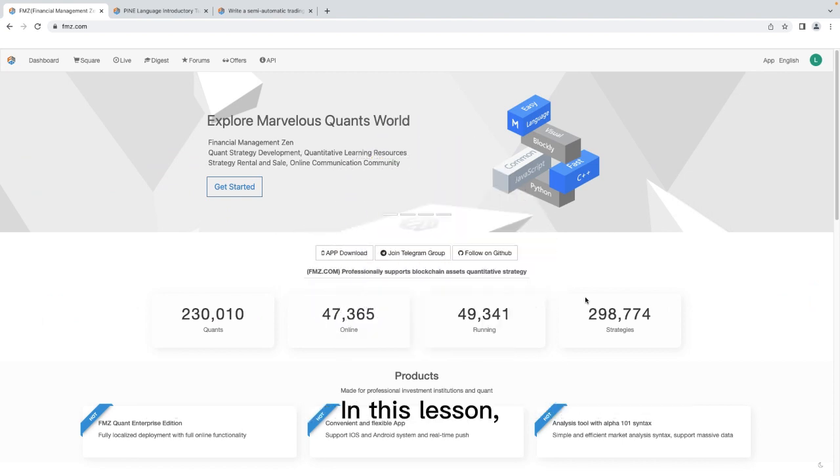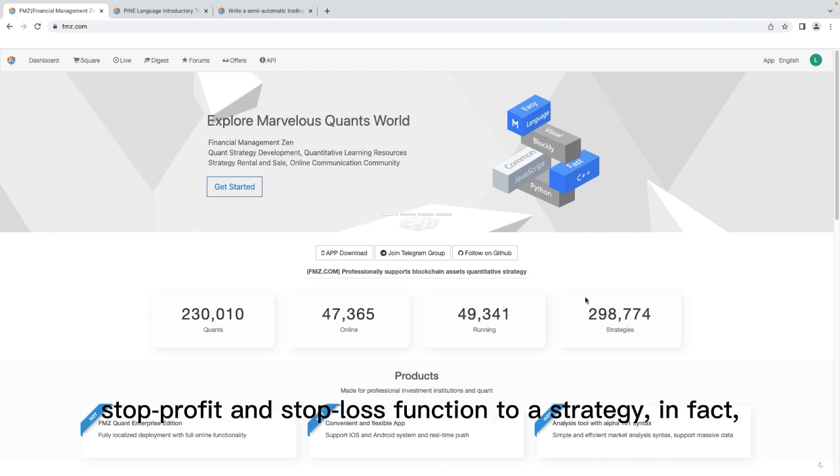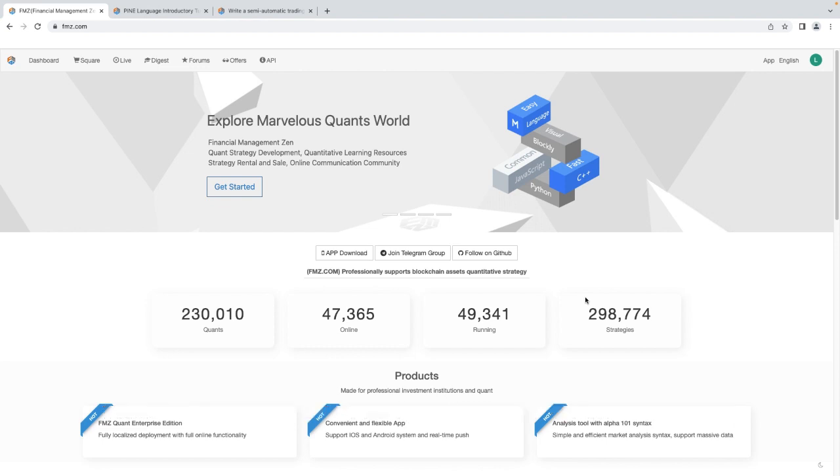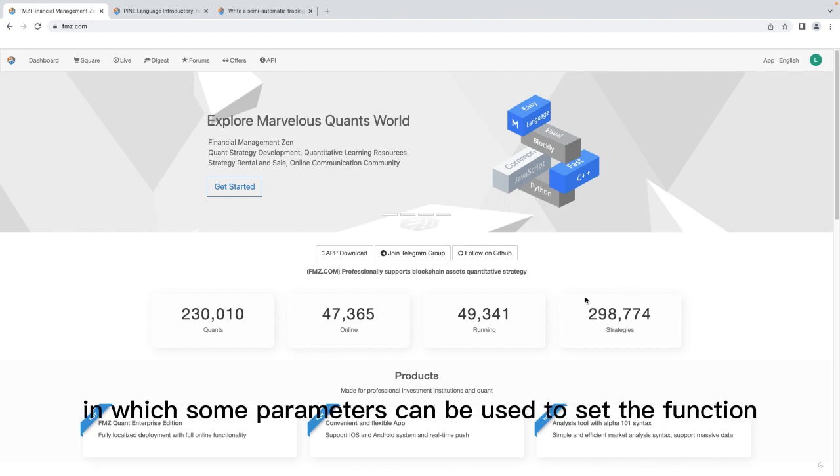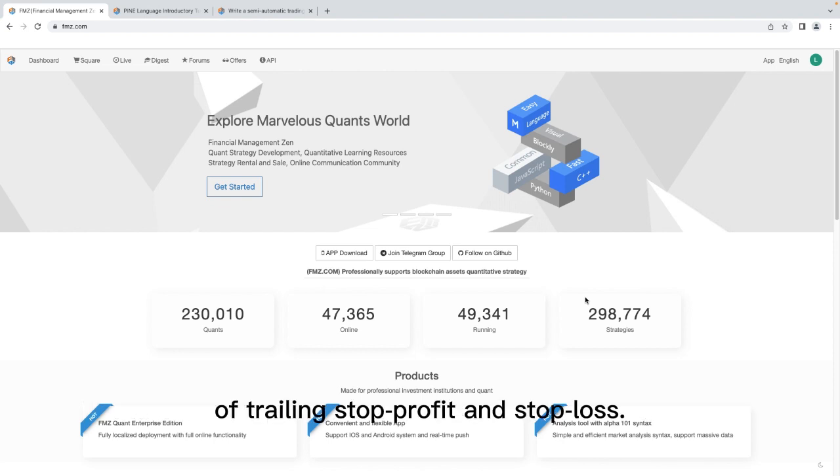In this lesson, we will learn how to add a trailing stop profit and stop loss function to a strategy. In fact, in the previous course, we have learned an exit function, strategy.exit, in which some parameters can be used to set the function of trailing stop profit and stop loss. Let's take a look first.